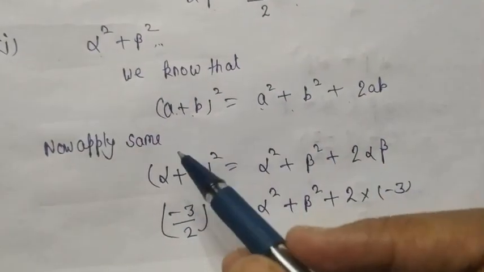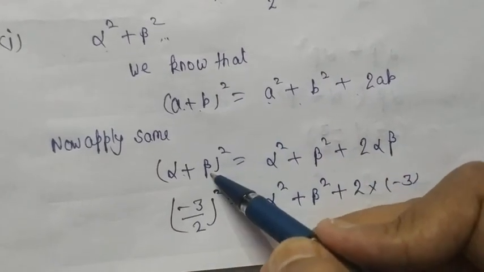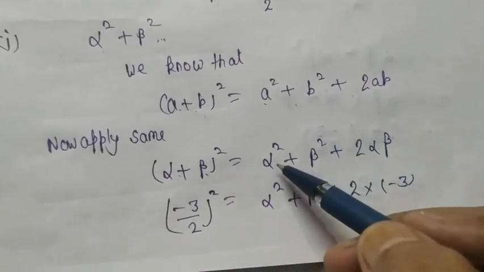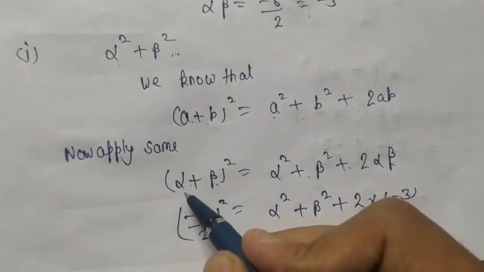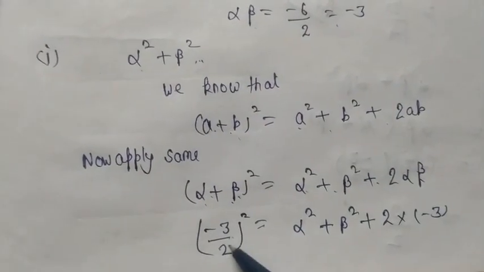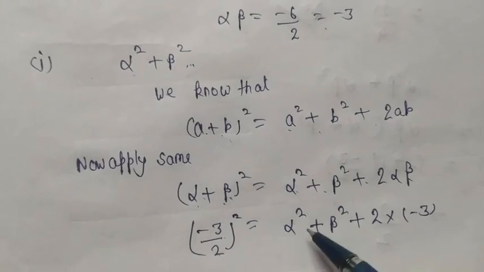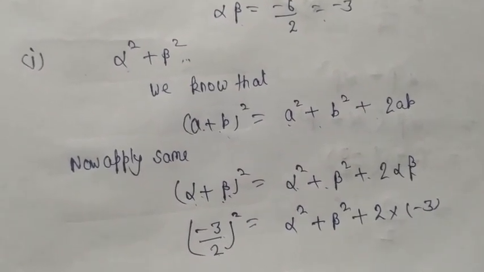So what I have done, in place of a I have written alpha, and in place of b I have written beta. Now expanded, it will come alpha square plus beta square plus 2 alpha beta. Now you got the value of alpha beta, that is equal to minus 3 by 2. So I have put that value here. So (minus 3 by 2) whole square equal to alpha square plus beta square plus 2 into minus 3.